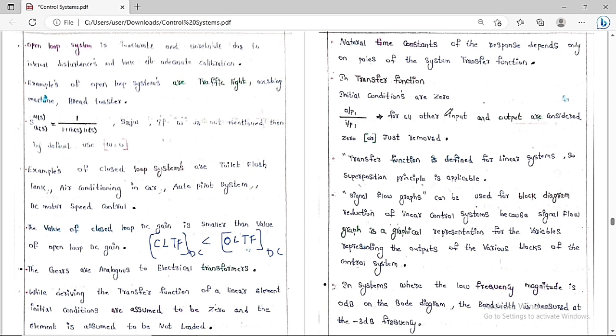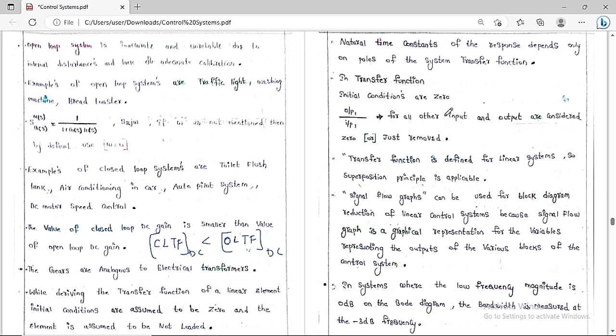Now the next point: the transfer function is defined for linear systems, so the superposition principle is applicable. The transfer function is defined only for linear systems, but not for non-linear systems. Based on this principle, the superposition principle is also applicable for the transfer function. This you always have to keep in mind.